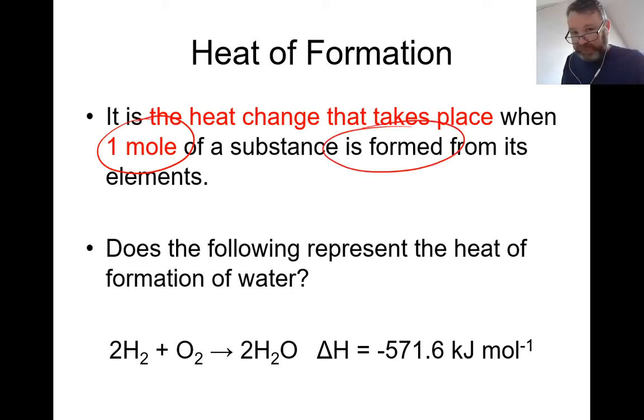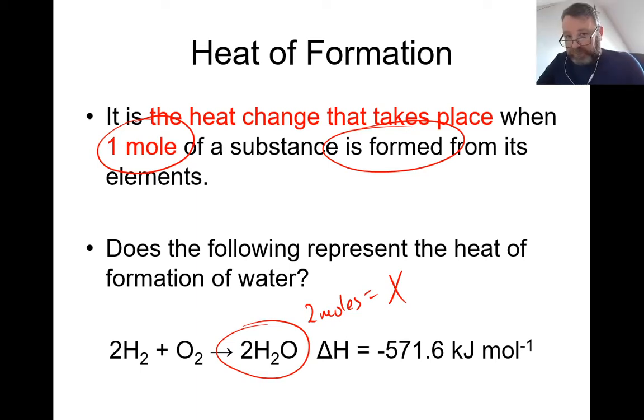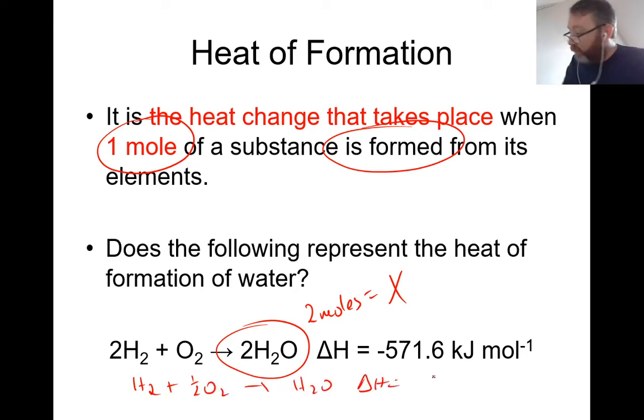So go down to the side where you have your products. What do you notice? There are 2 moles. This is not an equation that represents the heat of formation. The heat of formation, therefore, would be all of this divided by 2. So it would be H2 plus a half O2 will give H2O, and delta H would be half that. So if I take 571.6 and divide it by 2, I'll get 285.8.